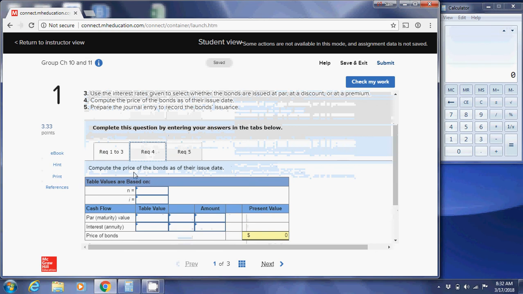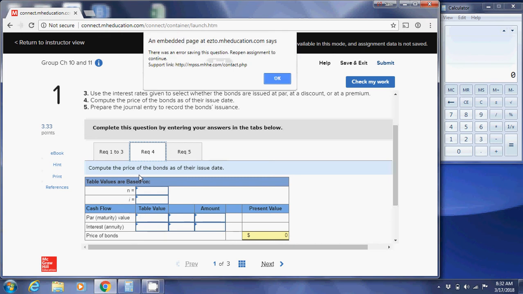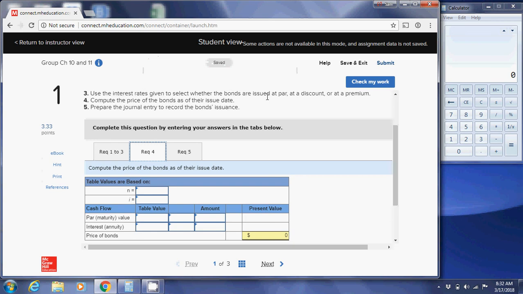So this is asking us to compute the price of the bonds as of their issue date. As we had discussed in class, we have to use the present value tables for a present value of a lump sum and the present value of an annuity. We have to figure out the present value of the cash flows of the bond. Remember, a bond is going to pay one lump sum at one future date, and then it's going to make equal periodic payments of interest over the life of the bond.